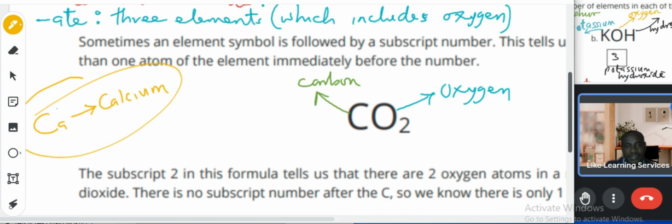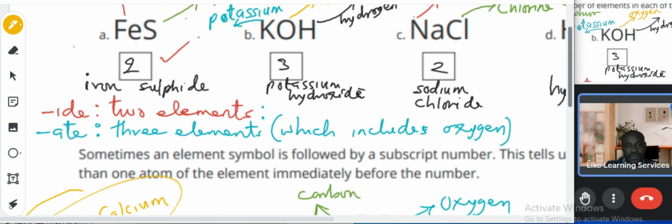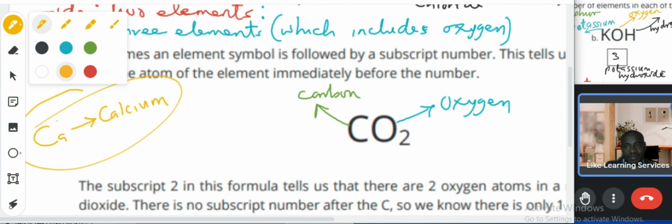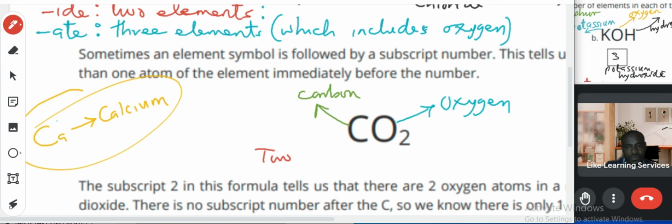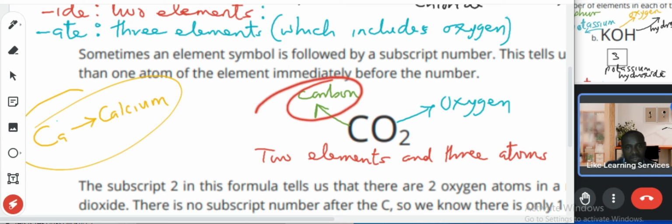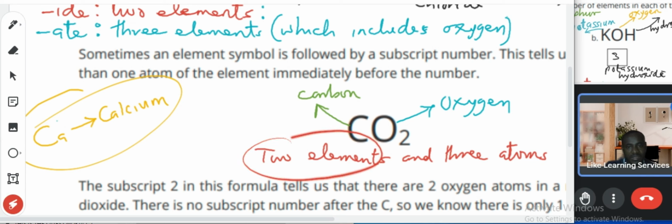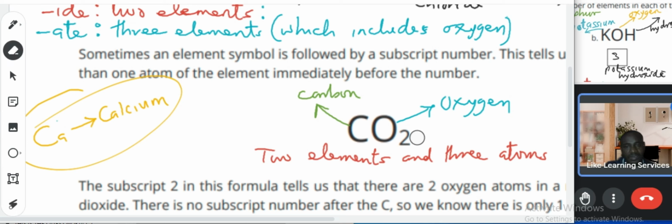All right, so let's move on. By the way, you said there are 2 elements, but 3 atoms. 2 elements and 3 atoms. 2 elements because the elements are carbon and oxygen. The 3 atoms because we have 2 atoms of oxygen and 1 atom of carbon. Okay, I think that makes sense.